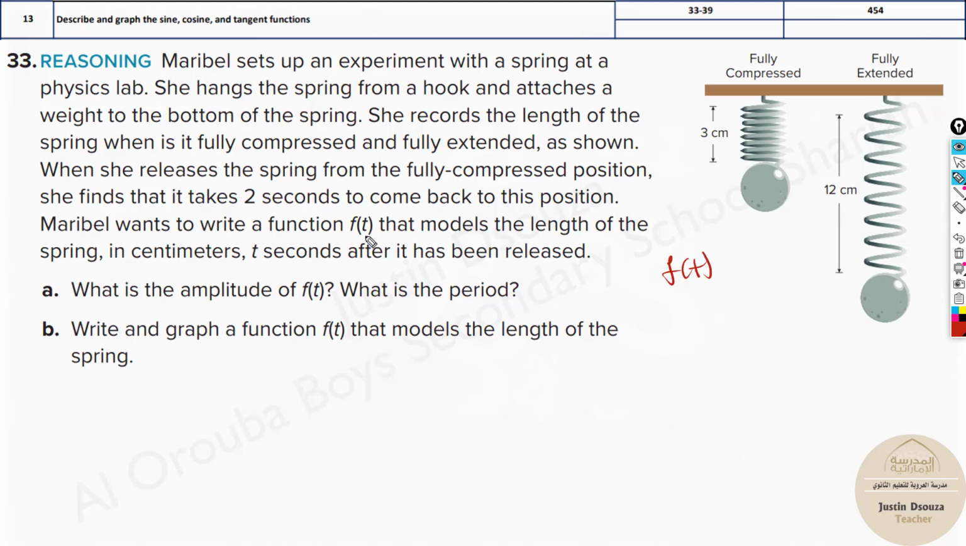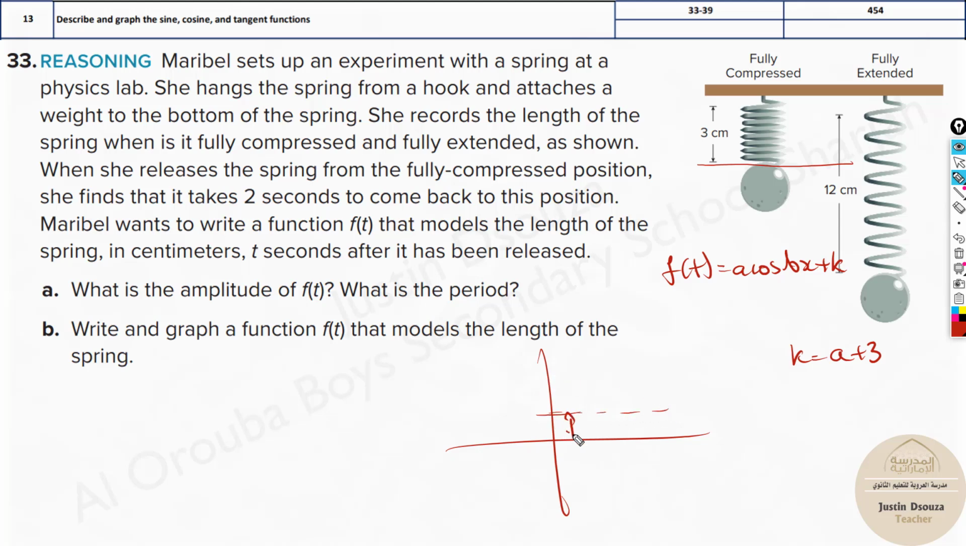F of t, because they have clearly mentioned with respect to time, will be a cosine bx plus k. K is the midline. Now midline is also simple. K is equal to, you can just add the amplitude with whatever step is there. See now over here, this is already there. That's the extra height. So you need to add that, because when we graph it, graph will have a jump of 3 centimeter and then the amplitude, right?